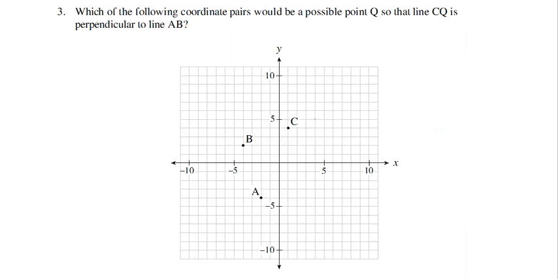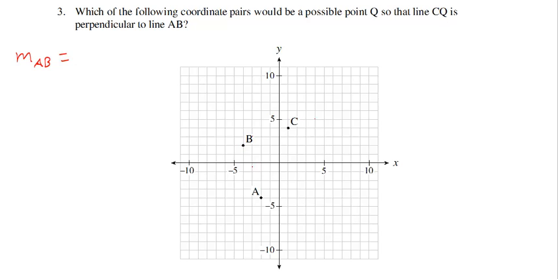Okay, number 3. Which of the following coordinate pairs would be a possible point Q so that line CQ is perpendicular to AB? Well, my thought is, let's first figure out what the slope is of AB. So we'll do that over here on the left-hand side. The slope of AB, now you could use the equation if you want, but you're making your life more difficult than you need to be.